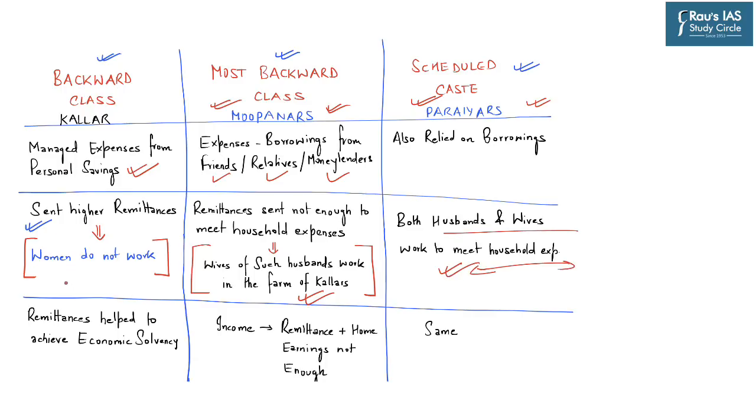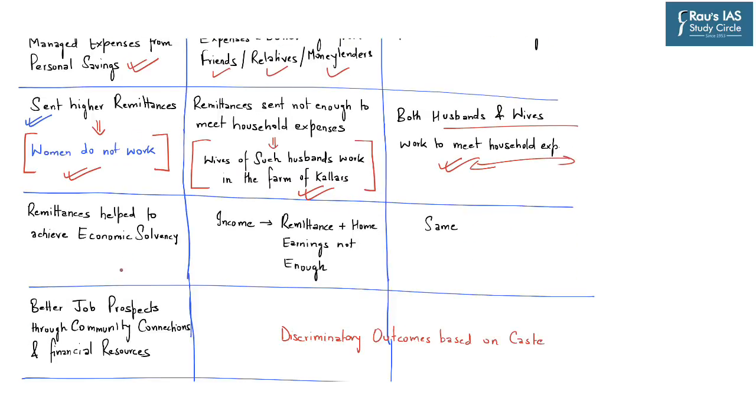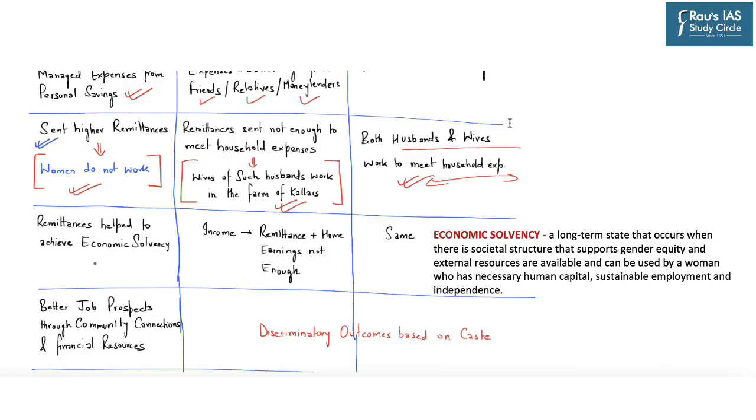So in the case of Kallar community, the women did not work because enough remittances were sent back, whereas with respect to MBC and scheduled caste communities, both husband and wife had to work to meet their household expenses. So for the Kallar community, remittances helped them to achieve economic solvency. Now, economic solvency can be said to be a long-term state that occurs when there is a societal structure that supports gender equity and external resources are available and can be used by a woman who has necessary human capital, sustainable employment, and also independence. So men belonging to Kallar community sent enough remittances to achieve economic solvency, but economic solvency could not be achieved for the Mupanar and the Parayar community.